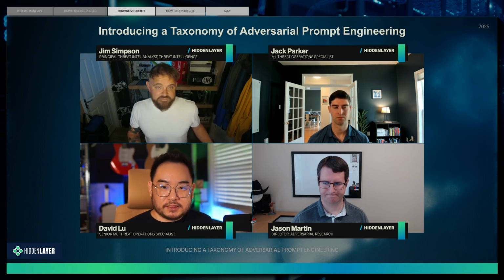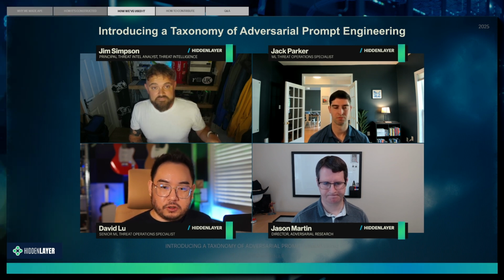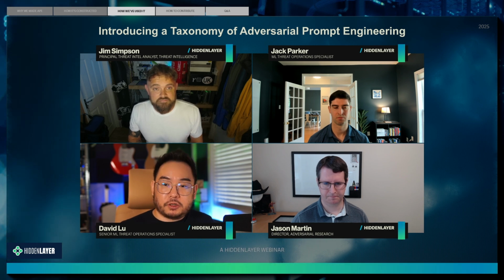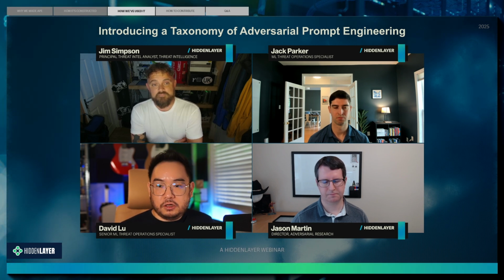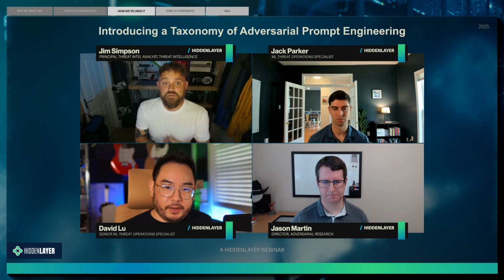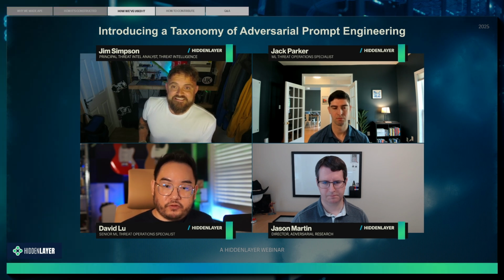And so I think we've tried to design ours to be useful to, well, not only red teamers, but also researchers, defenders, right? Threat intel people. So we've tried to make our taxonomy really, really flexible.